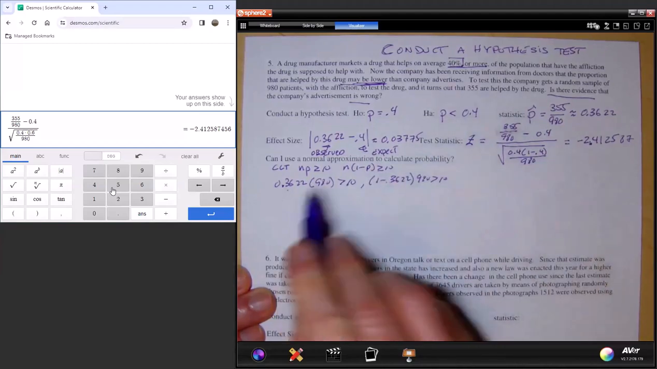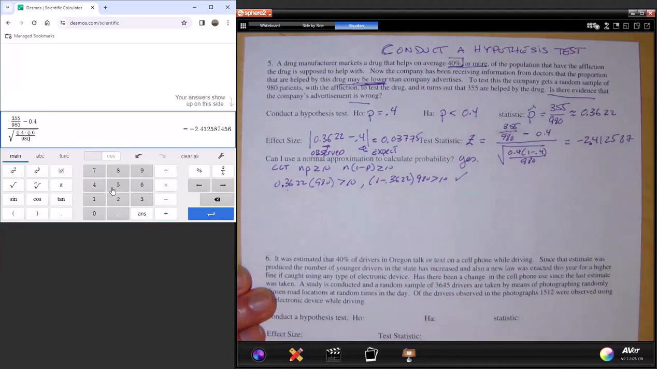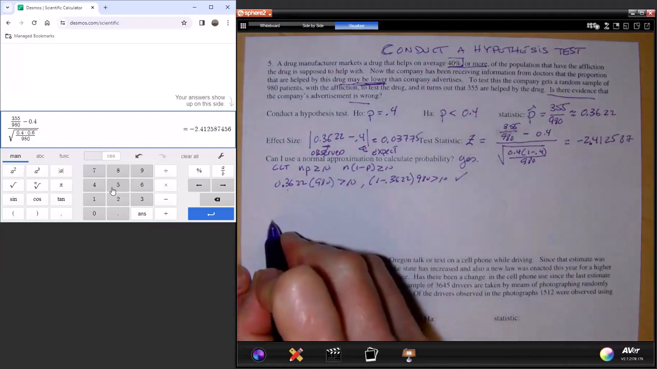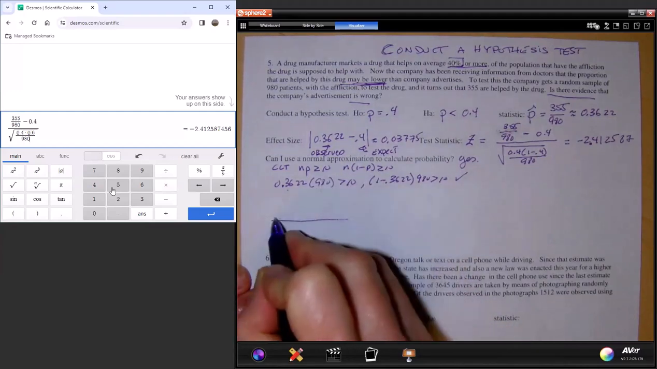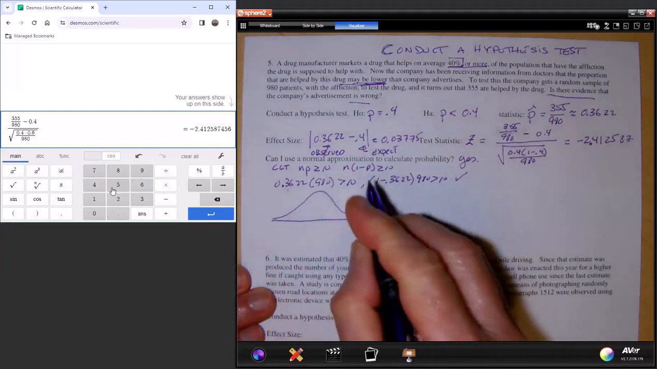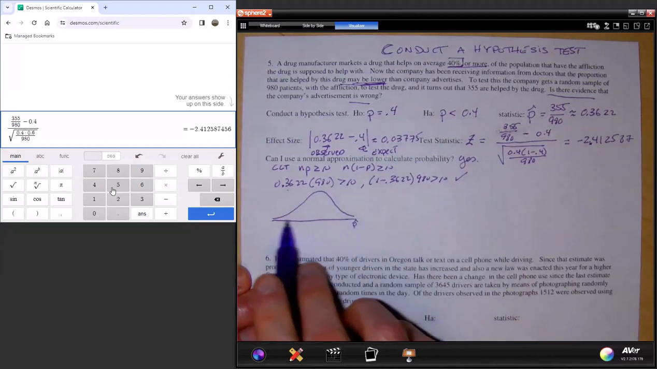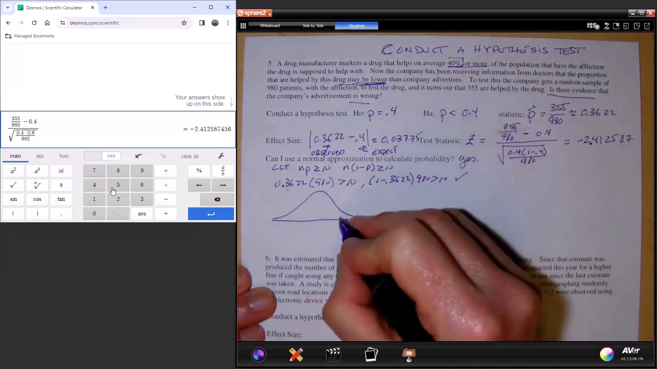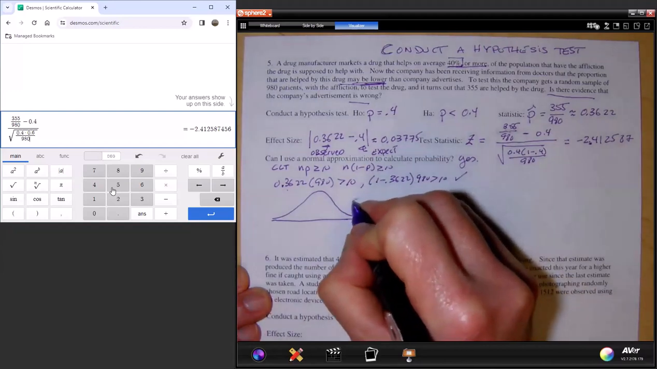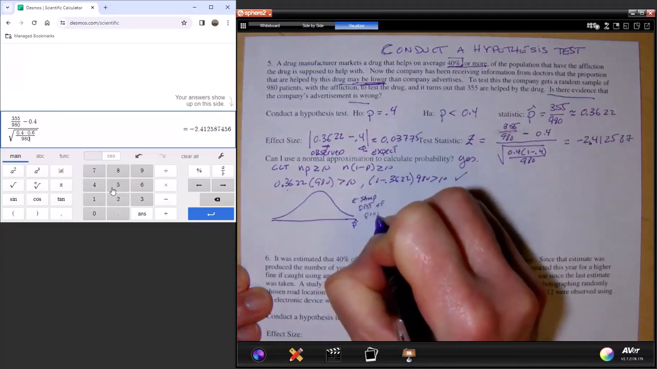Without having to do the calculation, the answer is yes. Both of these values are bigger than 10. So what does that mean? That means I can draw a normal distribution. This is the distribution of all possible p-hats. It's a sampling distribution of proportions.